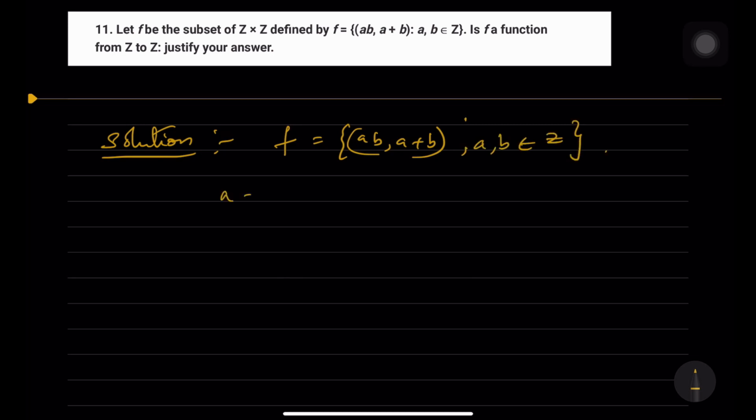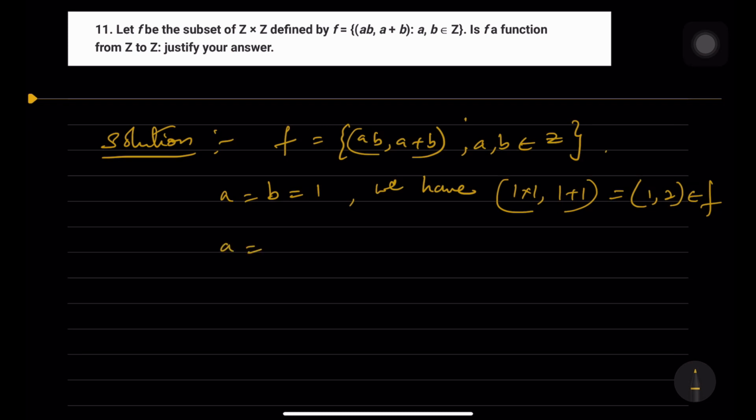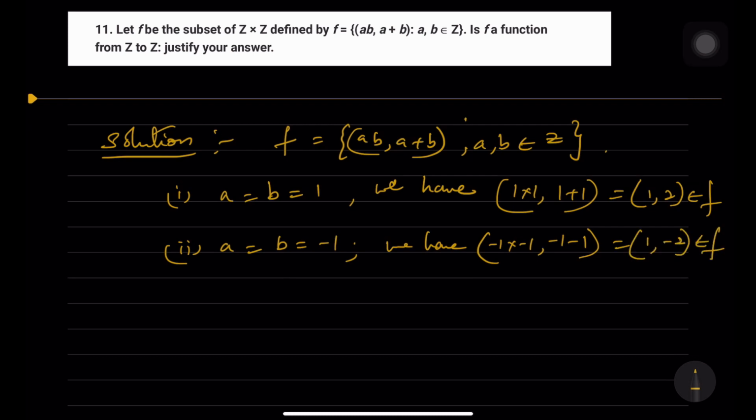So now if we take a is equal to 1, b is also equal to 1. So what do we get here? We'll see. (a, b) means it is 1 into 1, and 1 plus 1, so you're getting 1 comma 2. Now this belongs to f. Now again, second, if we are taking a is equal to b is equal to minus 1, what do we have? We have that (a, b) is equal to minus 1 into minus 1, then minus 1 minus 1. So you're getting it as 1 comma minus 2, which also belongs to f.